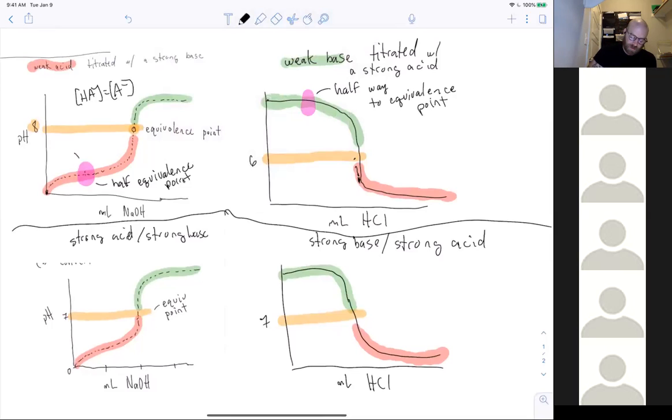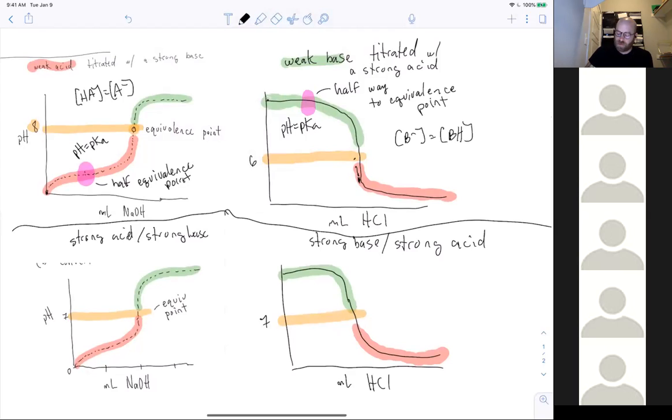And so this is where the pH is going to be equal to the pKa of the acid. Well, I guess it'd still be equal to the pKa, depending on what you're trying to calculate. In both these cases, the pH is equal to the pKa at the halfway point to the equivalence point. So this would be where B minus is equal to BH.